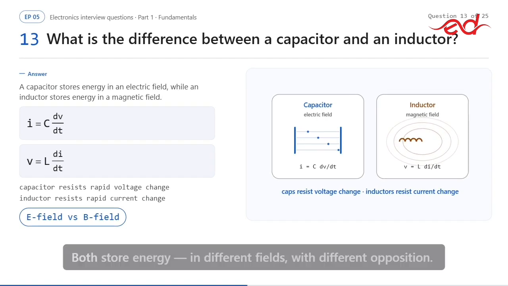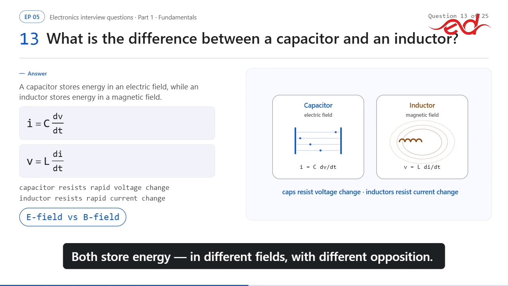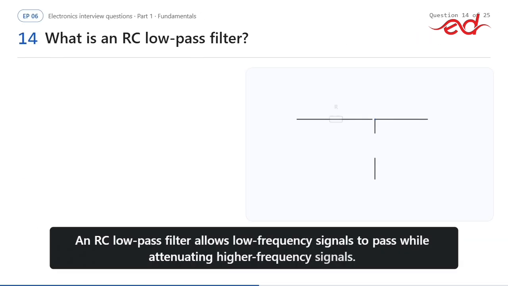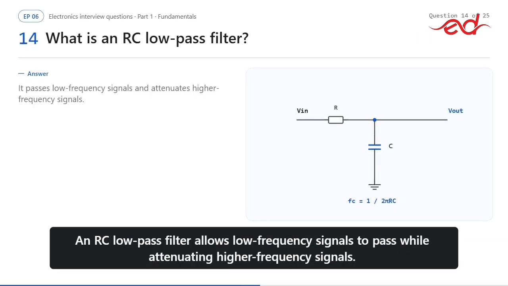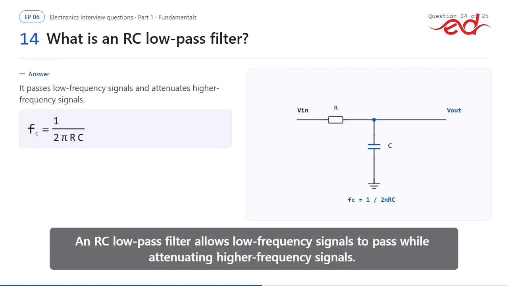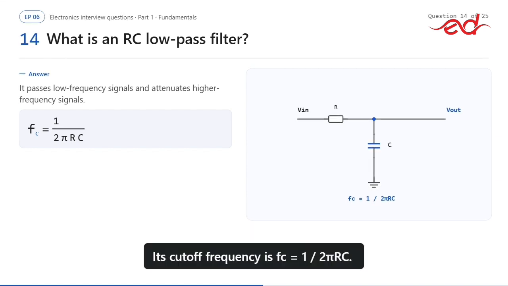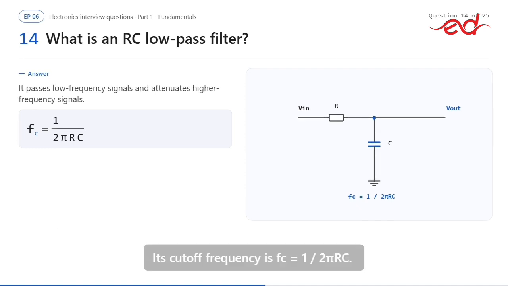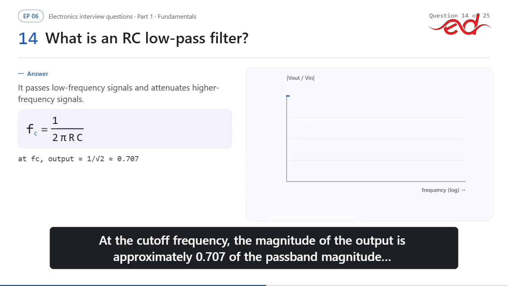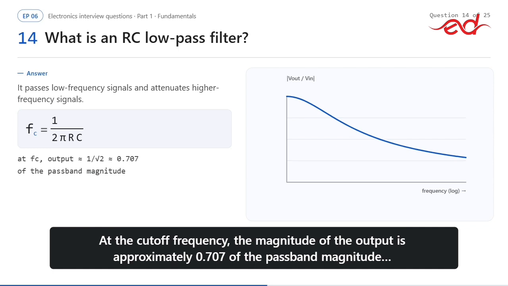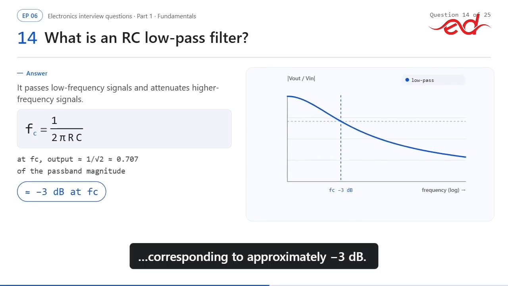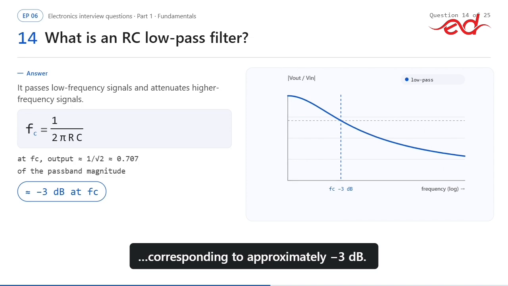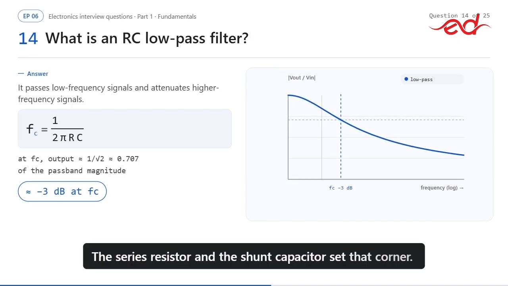Now coming to the next question, what is an RC low pass filter? An RC low pass filter allows low frequency signals to pass while attenuating high frequency signals. Its cutoff frequency is 1 upon 2 pi RC. At the cutoff frequency, the magnitude of the output is approximately 1 by root 2 times, that is 0.707 times the voltage of the passband magnitude, corresponding to approximately minus 3 dB.